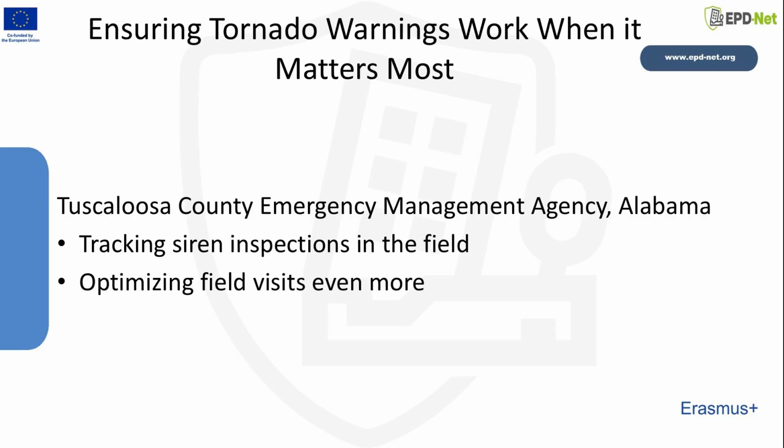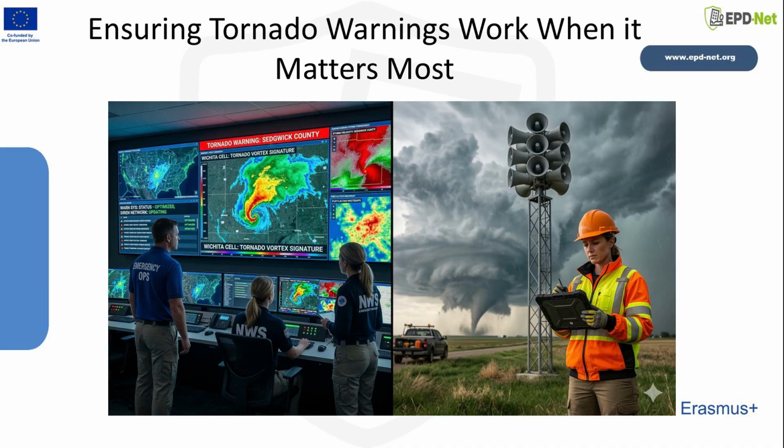To solve this, EMA modernized the entire workflow using ArcGIS and mobile field apps. Siren locations, attributes, inspection status, and maintenance history were consolidated into a centralized GIS system. Field teams can now update data directly from the field, and managers can monitor siren status in real time. By bringing all siren data together and digitizing inspections, the agency increased reliability, improved response readiness, and strengthened the effectiveness of tornado early warning systems, especially when it matters most.